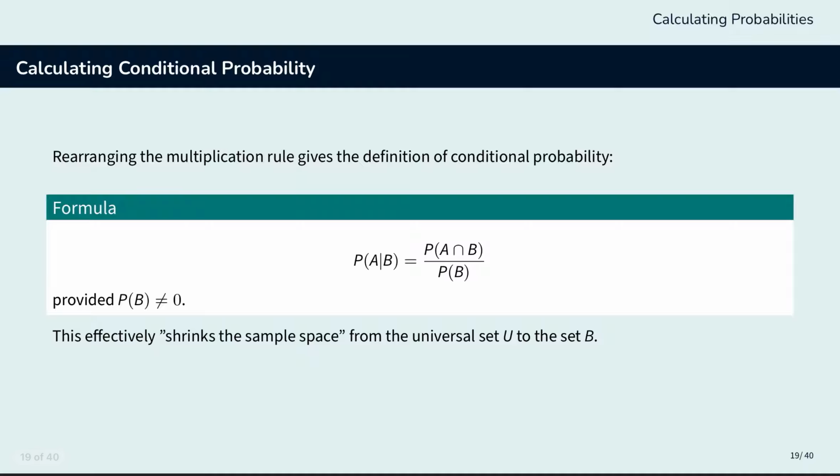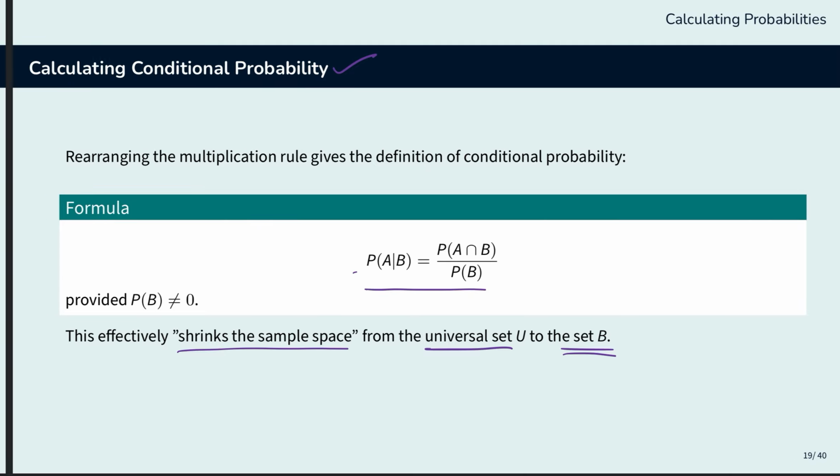How do we calculate conditional probability? So we can just rearrange the multiplication rule, which gives us the formula for the probability of A given B, which is the probability of A intersection B divided by the probability of B. So what this does is it effectively shrinks the sample space from the universal set to the set B. So which basically means that B becomes the universal set for this particular probability.